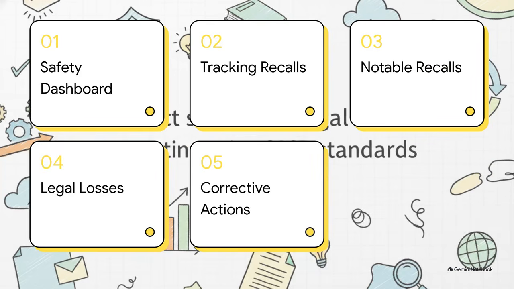So, here's our roadmap for today's explainer. First, the product safety dashboard. Second, metric 1, tracking recalls. Third, identifying notable recalls. Fourth, metric 2, legal losses. And finally, documenting corrective actions.